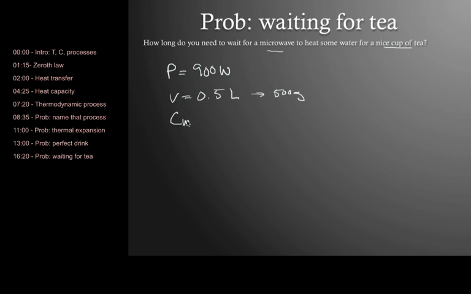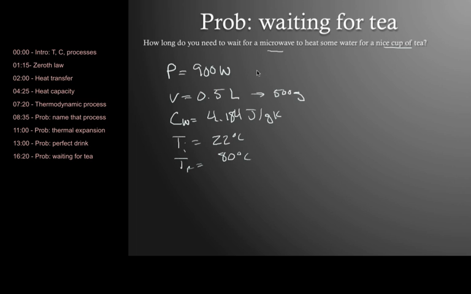And then our specific heat of water is 4.184 joules per gram Kelvin. And then we need to think about what our initial temperature is. Let's just say it's about room temperature. And then how hot do we want our tea? Well, I don't want it to be boiling. I just want it to be hot enough. So then I need to put all this together.